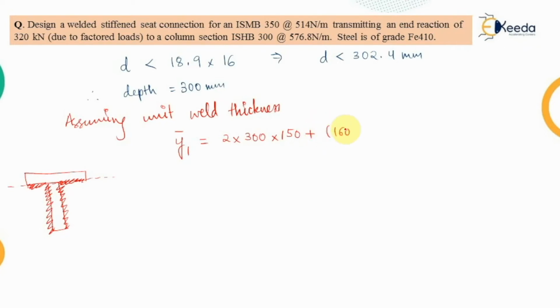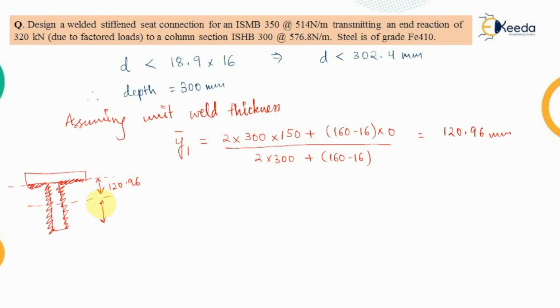So if we want to write, that will be 160 minus 16 into 0, because that is the perpendicular distance, divided by the total length, which is 2 into 300 plus 160 minus 16. So from here the value that we are getting for y1 bar comes out to be 120.96 millimeter. That means this CG of the weld group from this dotted line is 120.96. Therefore from the bottom, that will be 300 minus 120.96. So this will be y2 bar, that is 300 minus 120.96, and that comes out to be 179.04 millimeters.